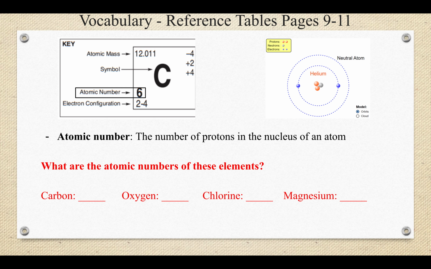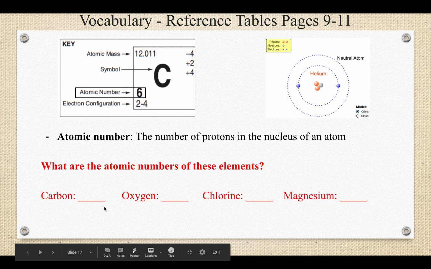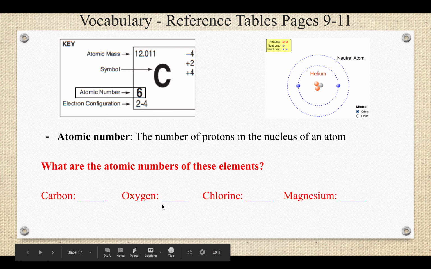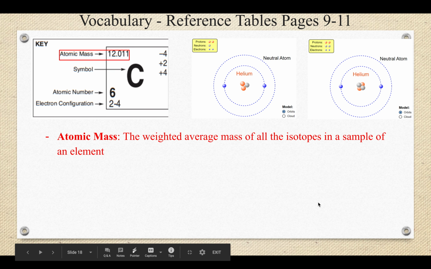So with that being said, in your handouts, we'll check this tomorrow. Use your periodic table on page 9 of your reference tables and answer what are the atomic numbers, or in another way, how many protons are in these elements. And you see over here that we gave you the answer for carbon. The atomic number of carbon is 6. So it's 6 on the periodic table, and it also has 6 protons. So finish the rest for oxygen, chlorine, and magnesium.